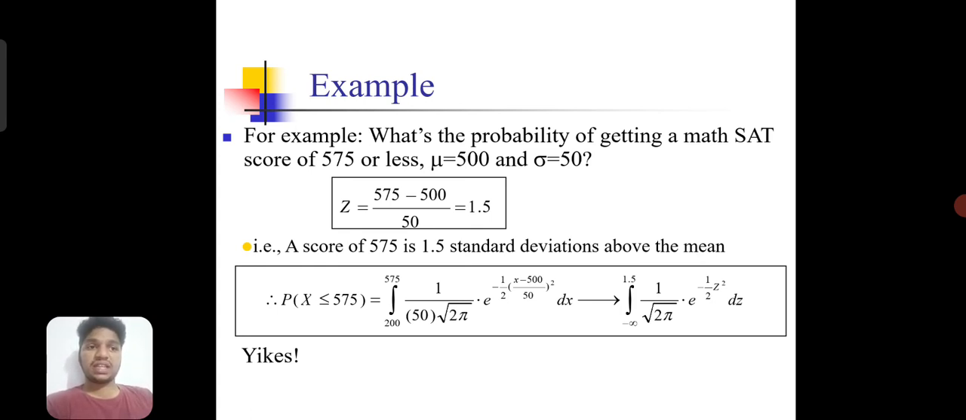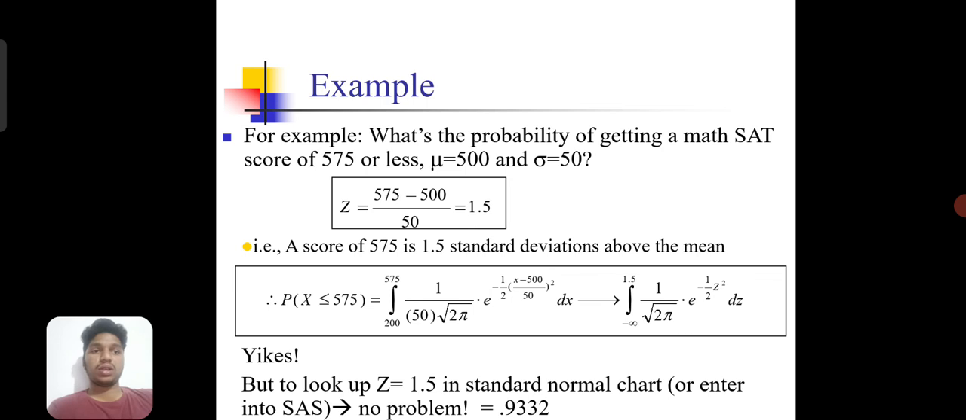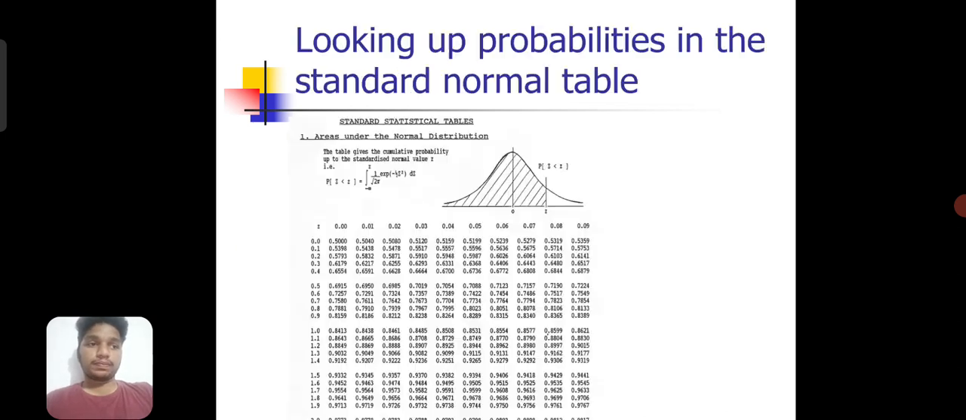Given P(X ≤ 575), that equals the integral from 200 to 575 of 1 by 50 root 2 pi times e to the power of minus 1/2 ((x minus 500) by 50) whole squared dx. It gives the integral from minus infinity to 1.5 of 1 by root 2 pi times e to the power of minus 1/2 z squared dz. But we can look up z equals 1.5 in the standard normal chart or enter it into SAS, no problem.